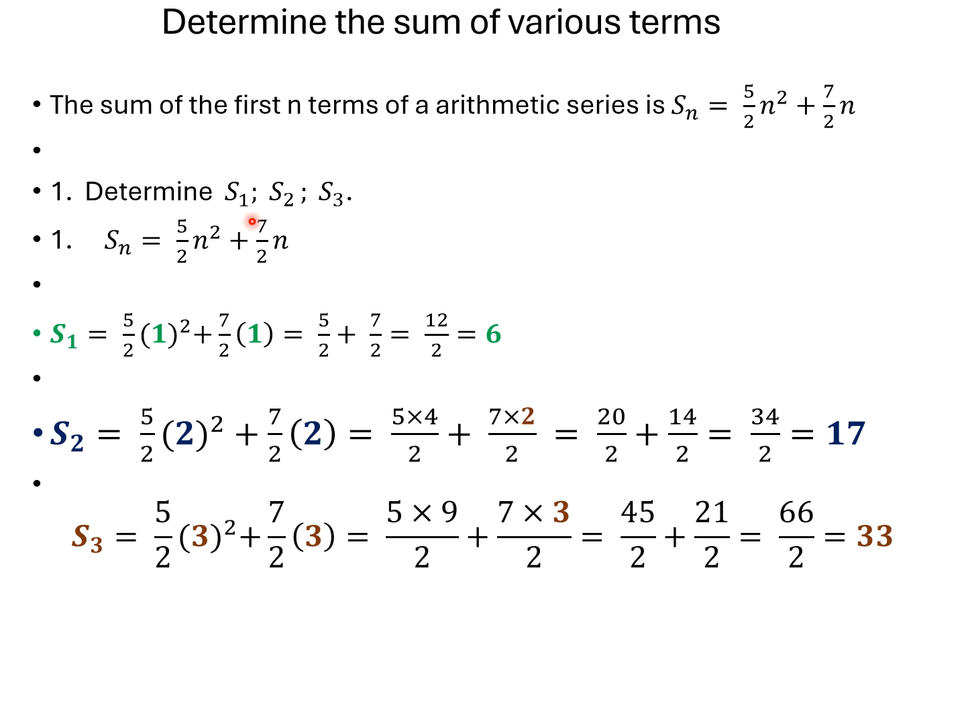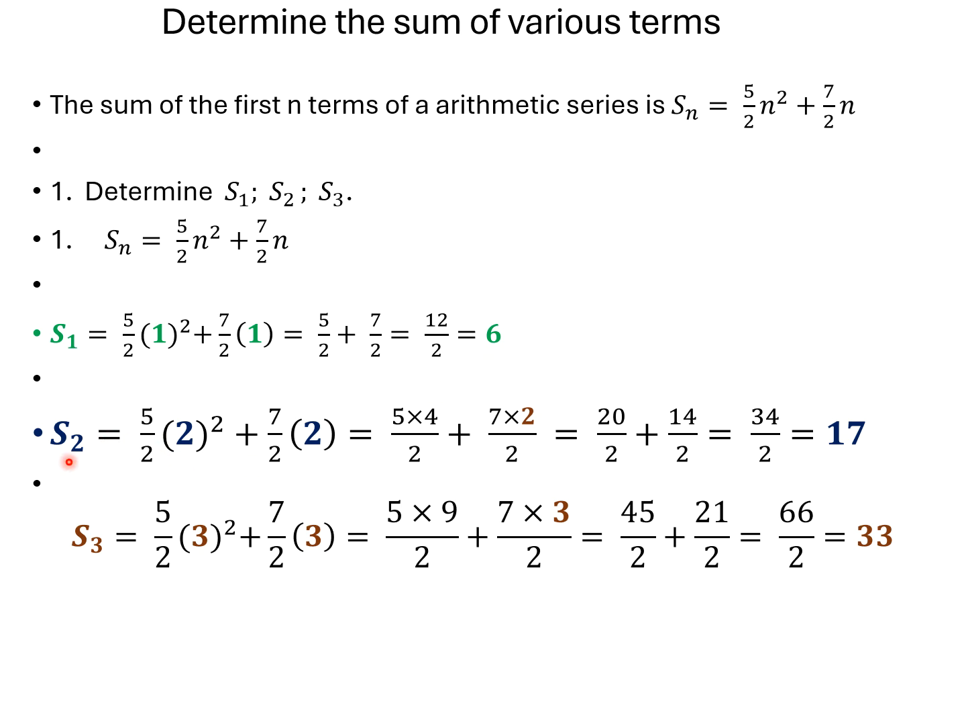Right, so all we're testing is wherever n is, can you substitute 1? Wherever n is, can you substitute 2? Wherever n is, can you substitute 3? So for the first one, 1 squared stays 1, 1 times 5 stays 5 over 2 plus 1 times 7 stays 7 over 2. 7 plus 5, so the denominators are the same, we add the numerators. 7 plus 5 gives me 12, so 12 over 2, and 12 divided by 2 gives me 6. So that's the sum to one term.